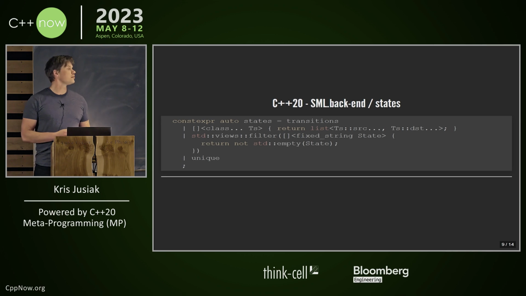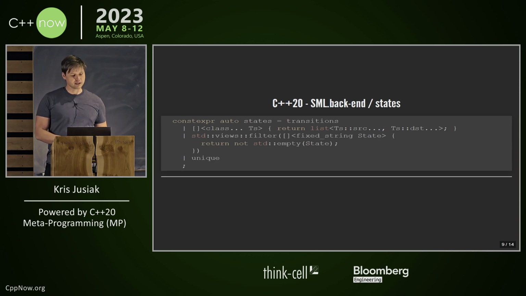What about the states? States are a bit more difficult. We have transitions. We get all of them. We get the source states and destination states, and combine them together. We filter using the fixed string here, notice, which is kind of difficult in MP11, for example, but we can use it here. We verify the ones which are not empty. We remove them because those are the states which we don't use.